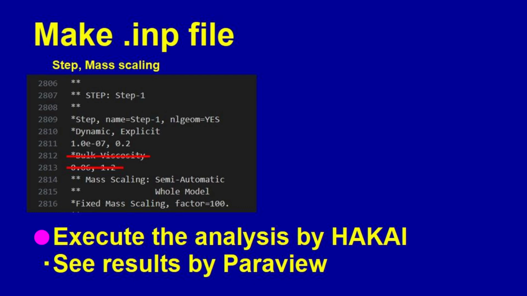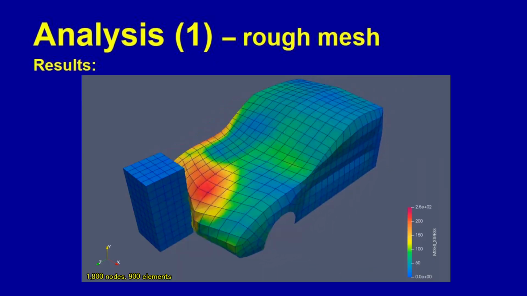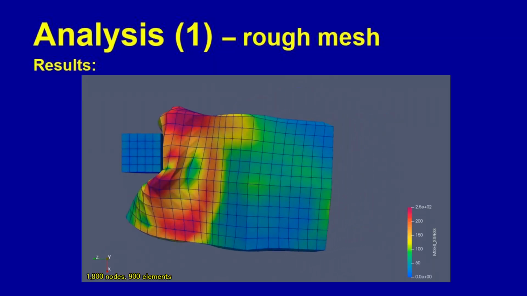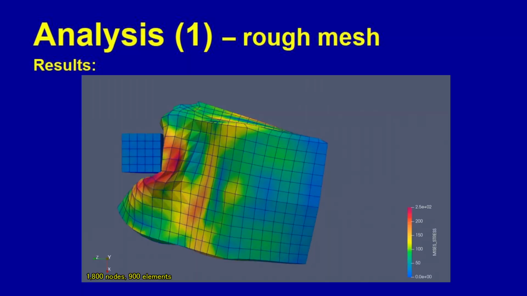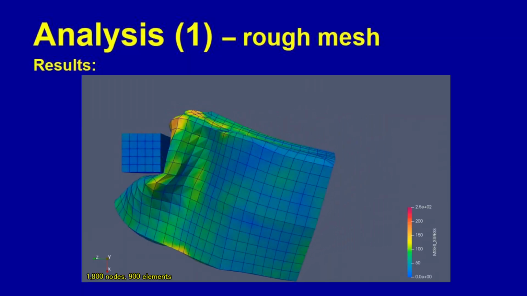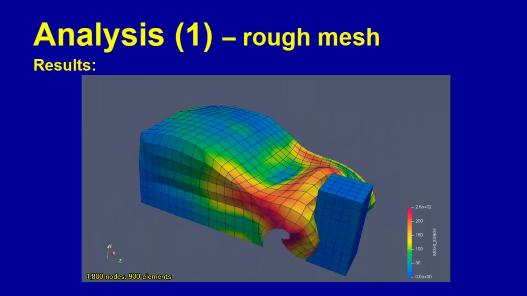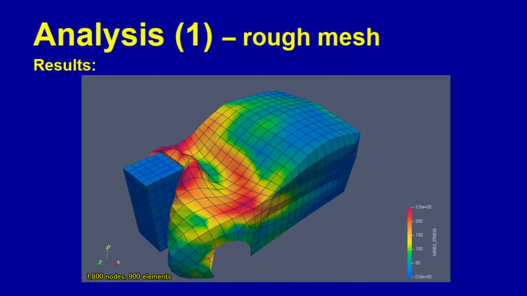Then execute the analysis by HAKAI and see results by ParaView. Here is the results animation of the rough mesh model. This is a very simple analysis, so of course we cannot evaluate or compare with actual crash tests, but we can see plastic deformation by crashing.